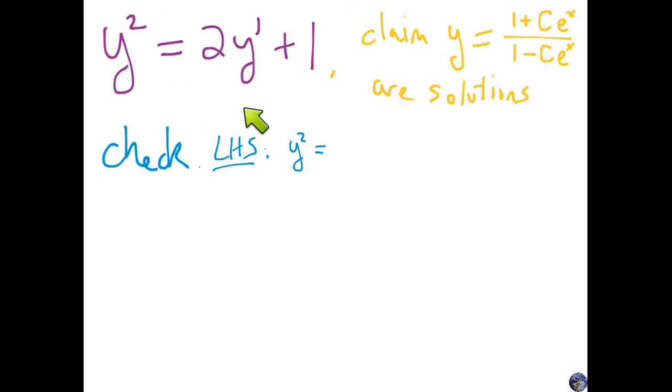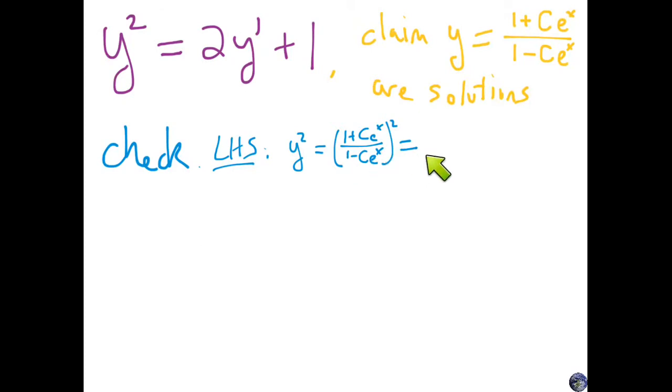So the left-hand side says y squared. It's pretty direct. So, what are we claiming that y works? Just like before, we'd plug in x equals 2 and we checked it out, but this time instead of plugging in for x, we're plugging in for y. So instead of y squared, we're going to have 1 plus c e to the x over 1 minus c e to the x, that thing squared.